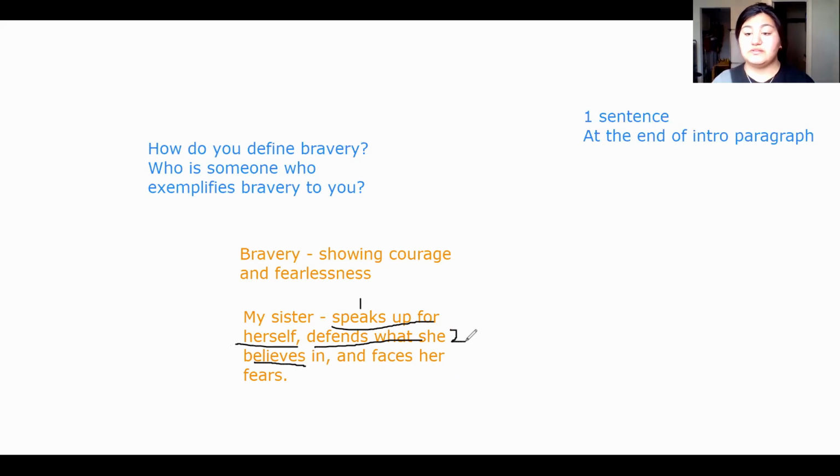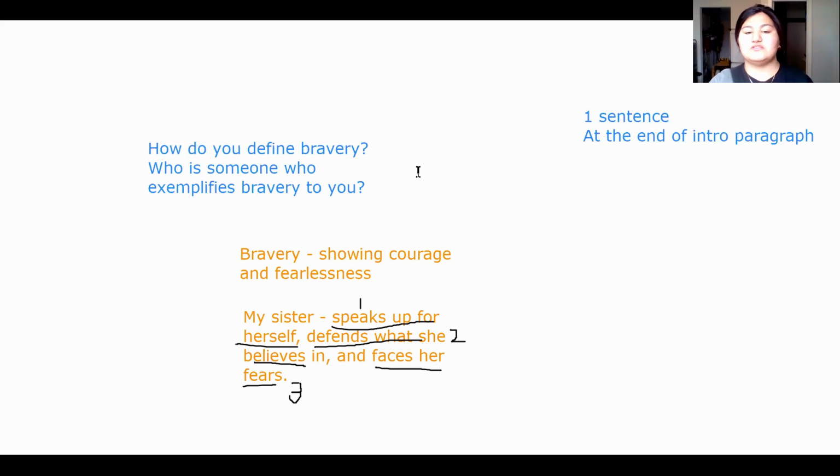How does she defend what she believes in? In my body paragraph, I could maybe talk about how she doesn't let anyone change her opinion about her grades, and she always makes sure to get the best grades that she can. So faces her fears would be my third. Then I would just talk about in the next paragraph how she faces her fears. So do you see how we answered the question, and this is all our brainstorming first. Then we answered who is someone who exemplifies bravery, and came up with what our 3 body paragraphs would look like.